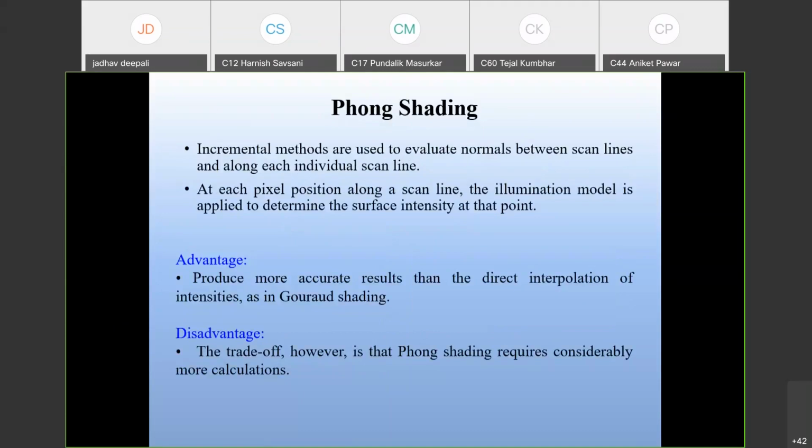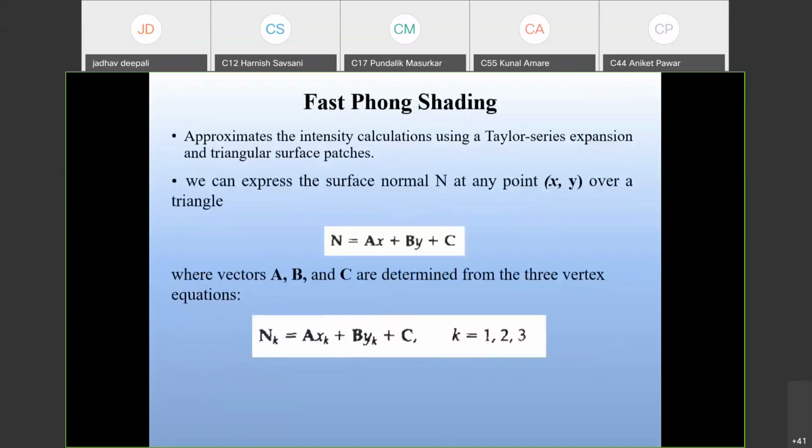Incremental methods are used here to evaluate the normals between the scan lines and along each individual scan line. At each pixel position along a scan line, the illumination model is applied to determine the surface intensity at that point. What are the advantages? It produces more accurate results than the direct interpolation of intensities as in Gouraud shading. And the disadvantage, the trade-off, is that Phong shading requires considerably more calculations. Each scan line is considered there, and that's why it requires more calculation.